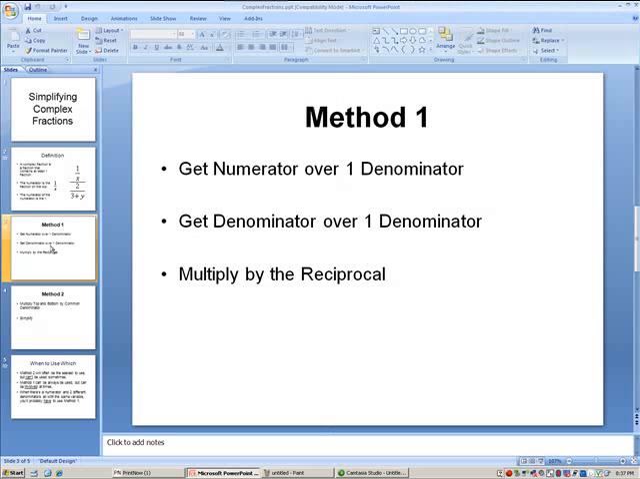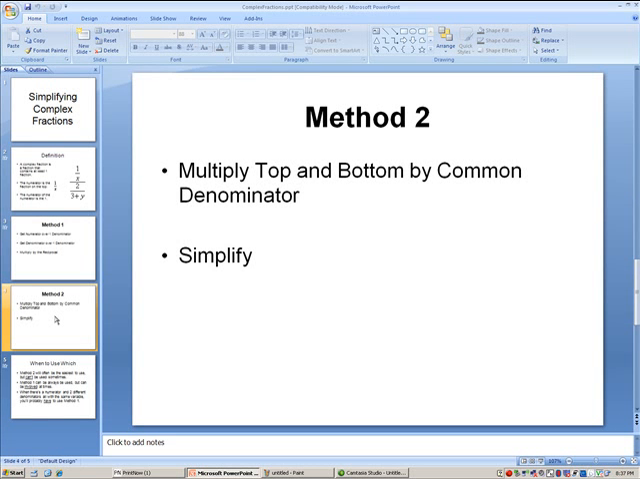Okay, so just to end it with a summary: method 1, get the numerator over one denominator, get the denominator over one denominator, then treat it as a division problem and multiply by the reciprocal. Method 2, multiply top and bottom by the common denominator of the entire complex fraction and then simplify.